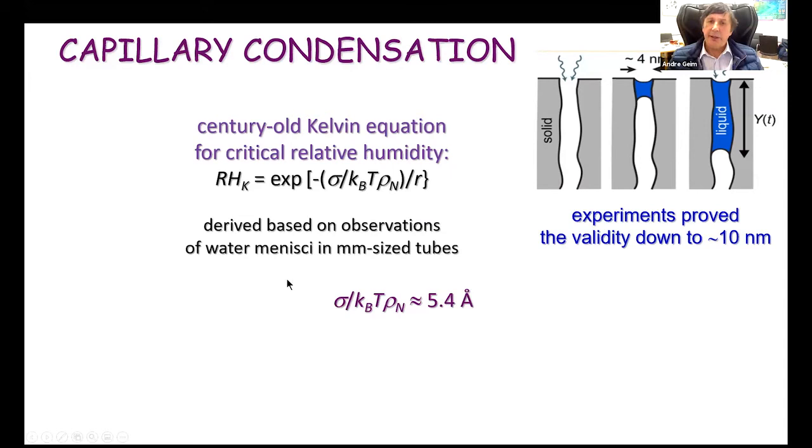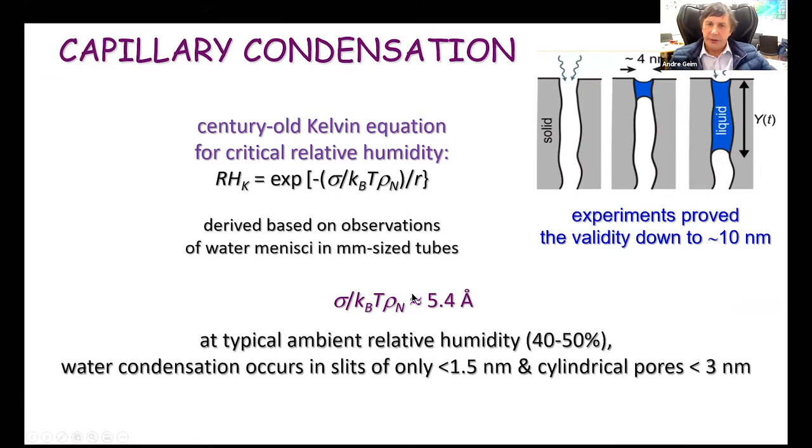First of all, you can immediately see that in order to observe condensation under ambient relative humidity, you need actually slits of 1.5 nanometer and cylindrical pores less than 3 nanometer high, much smaller than whatever has been experimentally tested before. So experiments, okay, kind of tested not really what happens in real life.